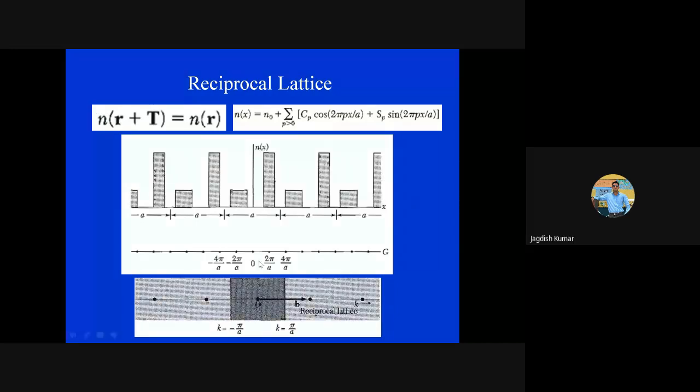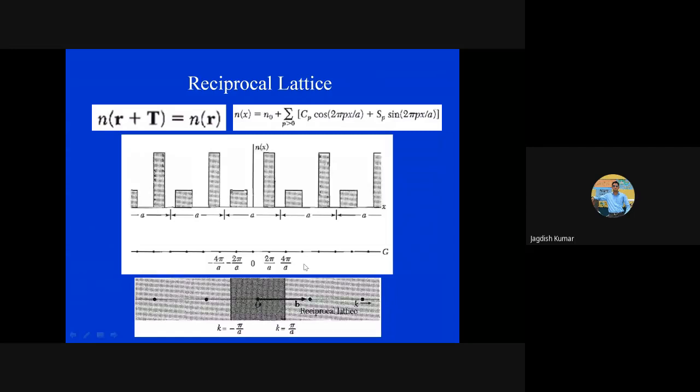And similarly, the corresponding lattice, which will tell you which all terms will appear on the right hand side in the Fourier series, will give you the corresponding reciprocal lattice. So what will be the terms? One term will be at 0, another one will be at 2 pi by a, then there will be a term at minus 2 pi by a, 4 pi by a, minus 4 pi by a, and so on. So corresponding to this real space lattice, there will be a reciprocal lattice. This is a reciprocal lattice.